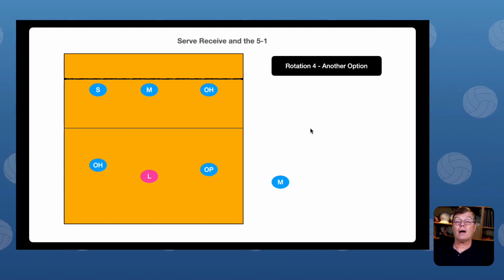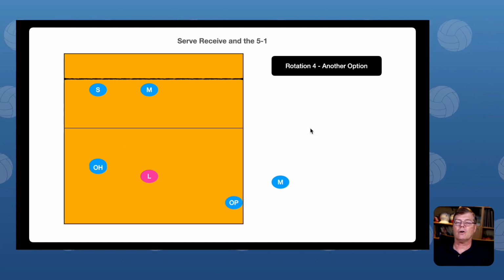Now here's another option, kind of like what we did in rotation 3. We would really like this outside hitter in the front row to be able to attack immediately. So how could we do that but stay in rotation before the ball is hit? Well, we could pull the opposite back. We could pull our outside hitter all the way over here, and I'll show you how this works in a second. The order's a little funky here. We'd move our other outside hitter to the middle. We'd move our libero over there, so now we have our people where we want to go.